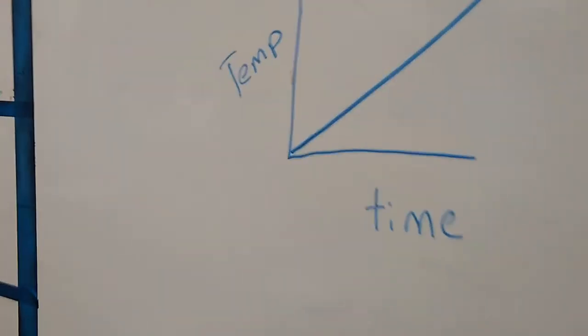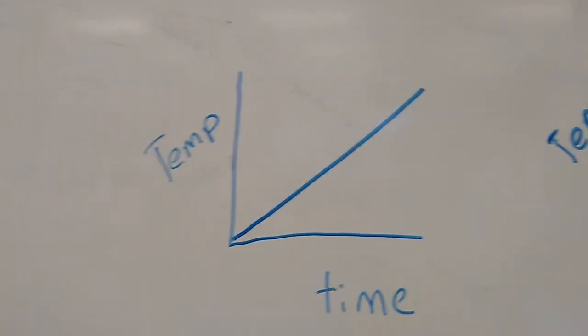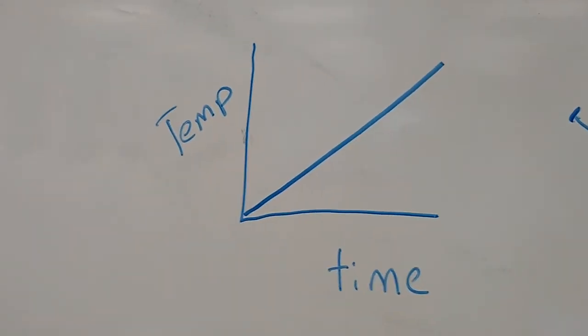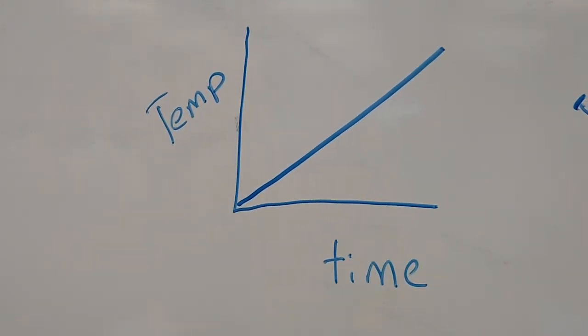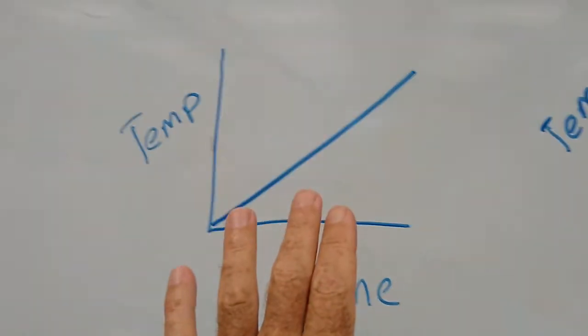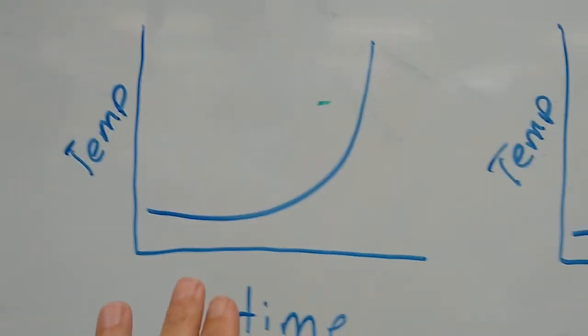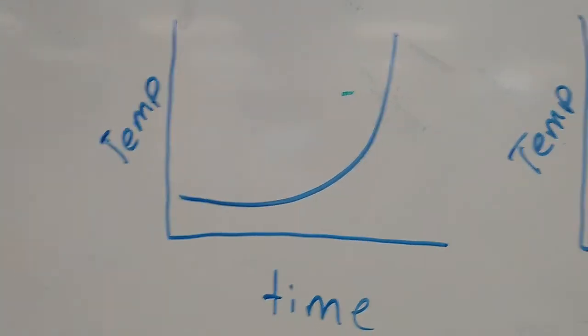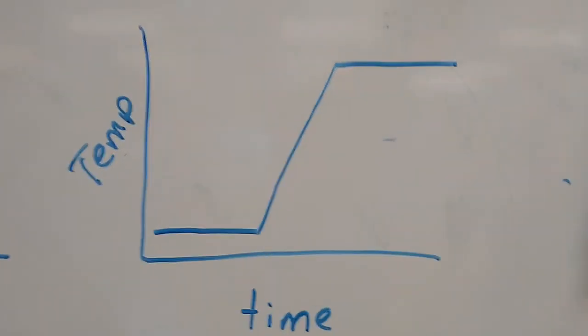Okay, so you're going to graph your data, and I want you to think. Make a guess. If you take ice and you melt it and boil it, will you end up with a graph that looks like this? Or do you think you'll end up with a graph that looks like this? Or do you think you'll end up with a graph that looks like this?